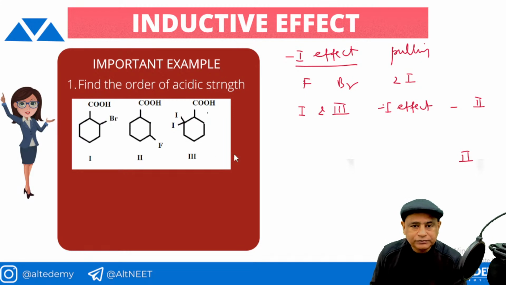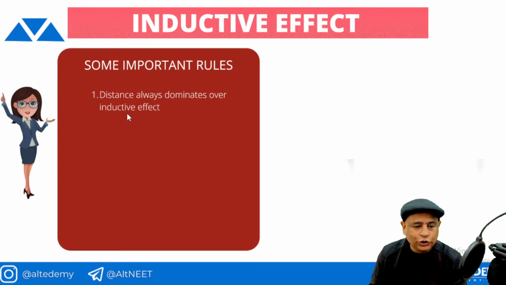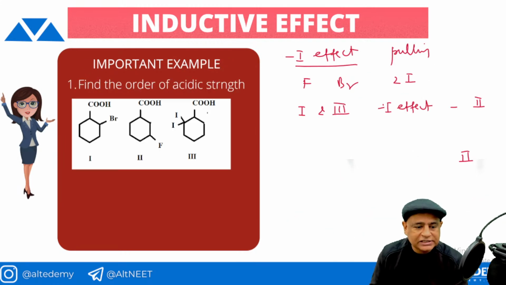Look at the anomaly. I told you there was a statement which I had skipped. Distance always dominates over inductive effect. And it carries the same meaning that I am showing you. In first and third, bromine and iodine are located at a smaller distance in comparison to second, where fluorine is located at a larger distance. Distance always dominates. That is why in 1 and 3, the effect that is created is more.